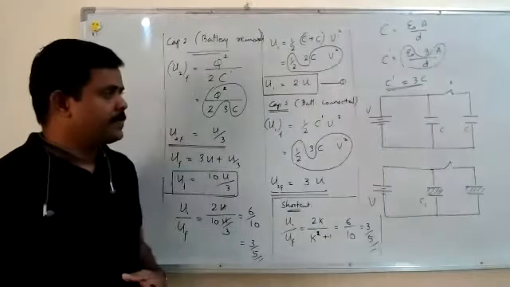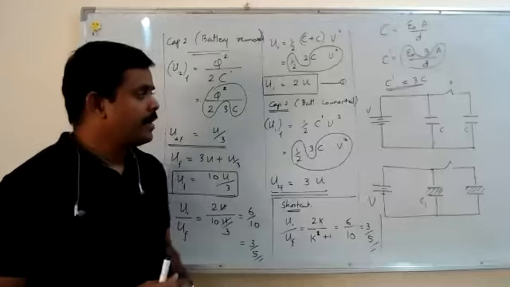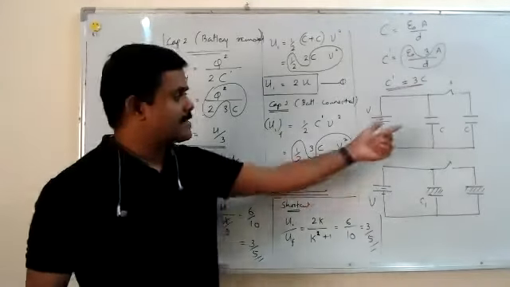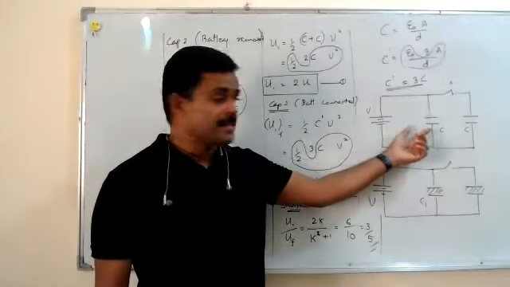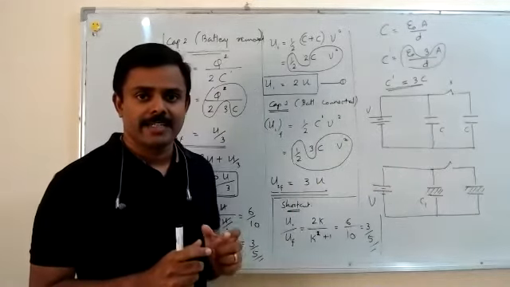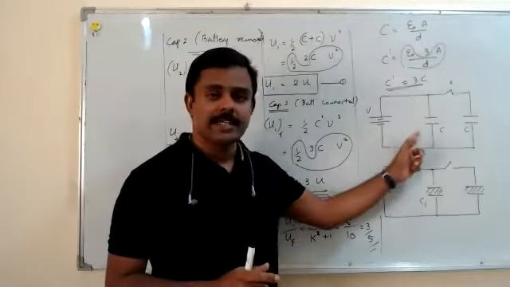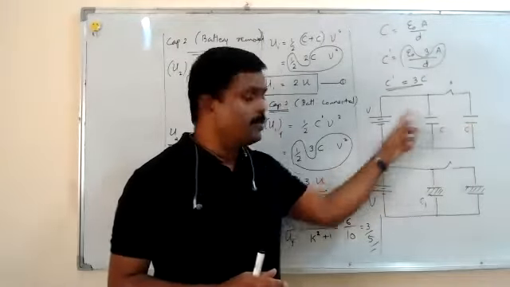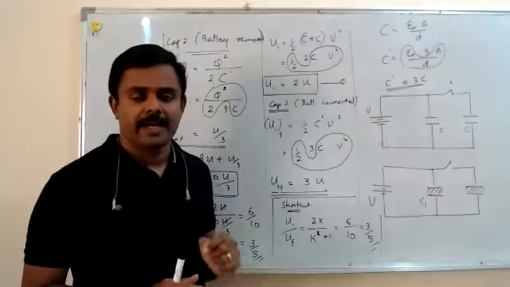All right. So here's my question. We have two capacitors here. One is C, the second one is also C. They are identical capacitors connected in parallel to a cell.